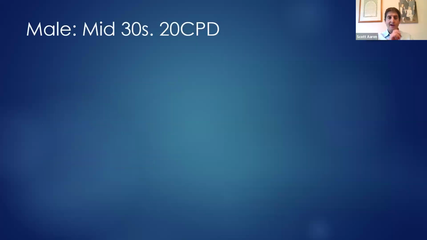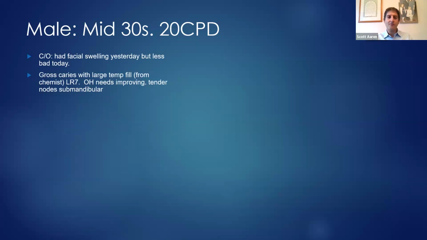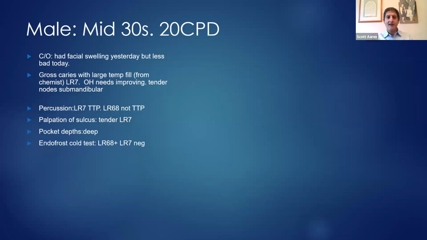So we've got another clinical case here. A male, mid-20s, 30s, smokes 20 a day. Had a facial swelling yesterday, less bad today. Gross caries with a large temporary filling, bought from the chemist, lower 7. Oral hygiene needs improving. Tender node submandibularly. Percussion: 7 TTP, 6 and 8 not TTP. Palpation of the sulcus, tender. Pocket depths, deep. Endofrost cold test: 6 and 8 positive, 7 negative.